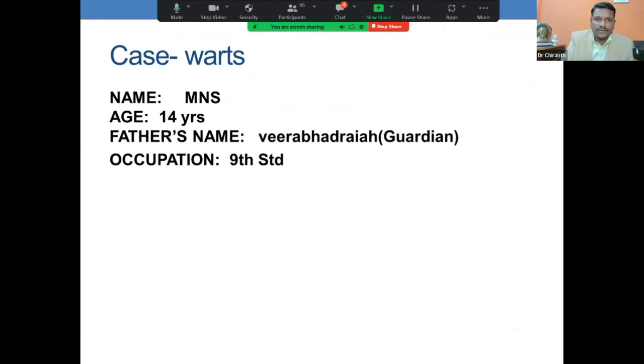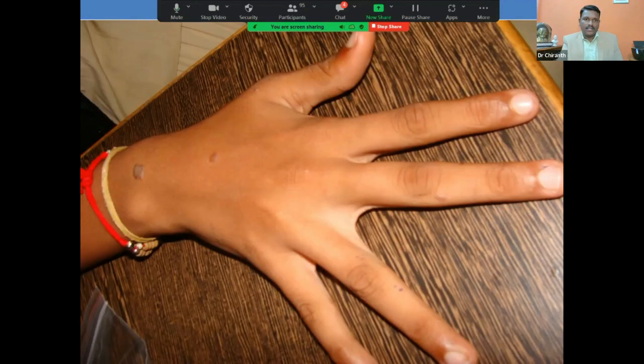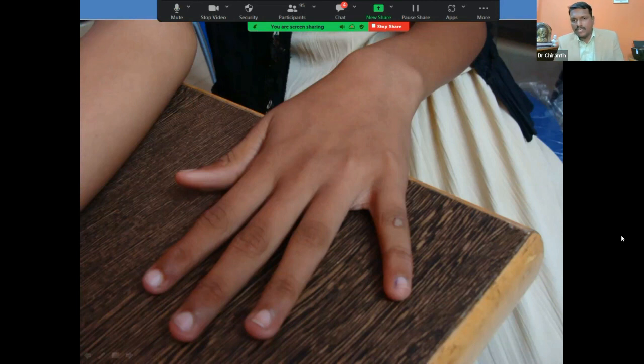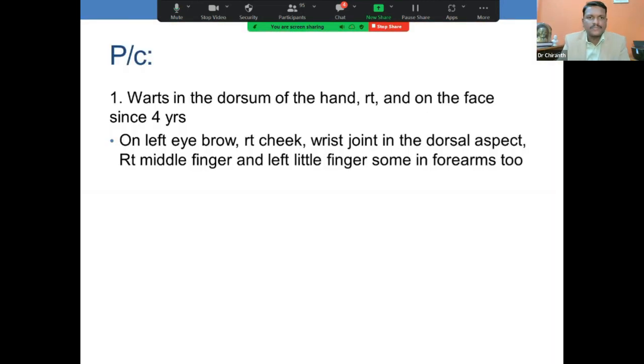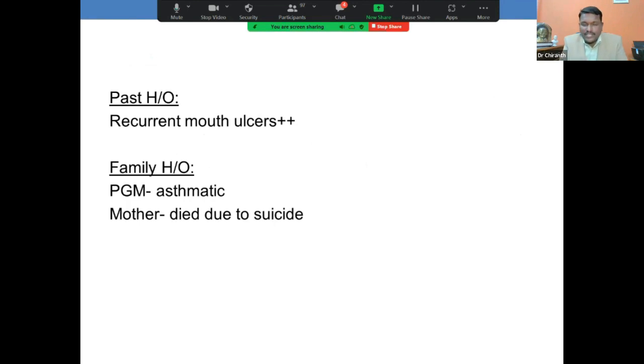This is a case of warts, and you are seeing some eruptions here on the hand. This is 2, and this is 3, and one on the left little finger. So warts on the dorsum of the hand, and on the face she has had these flat warts since 4 years. And one on the left eyebrow, right cheek, dorsal aspect of the wrist joint, right middle finger, left little finger, and forearms. That was just the presenting complaints she had.